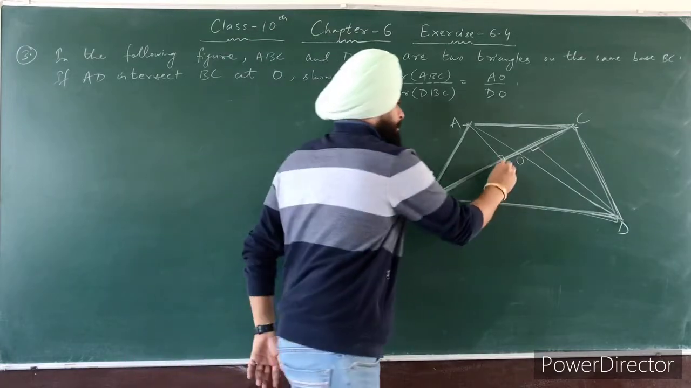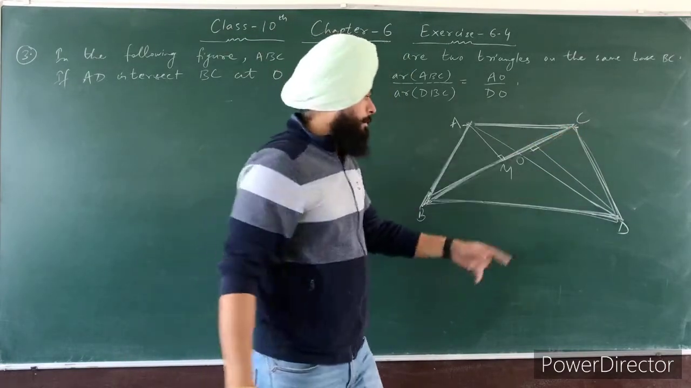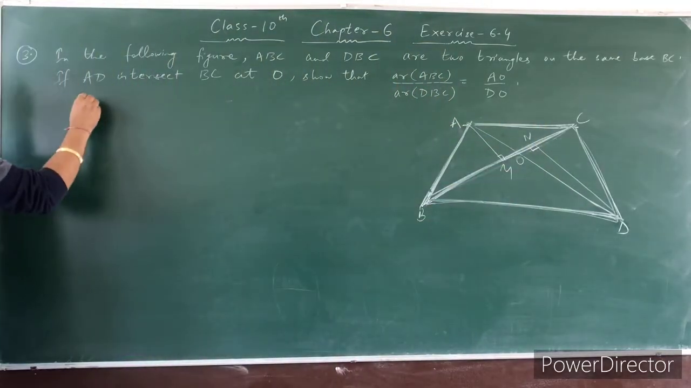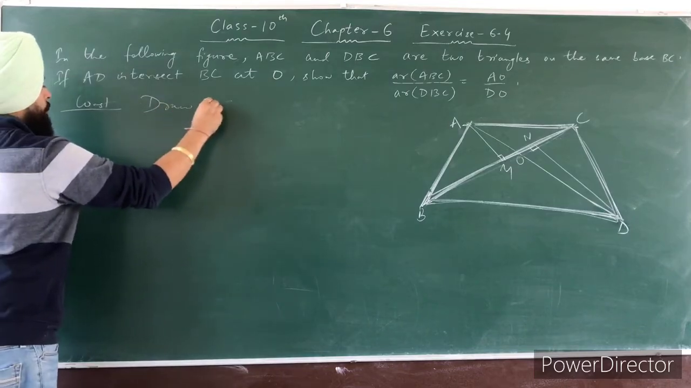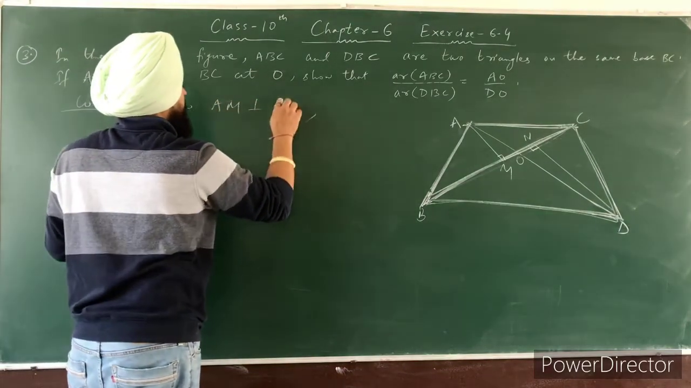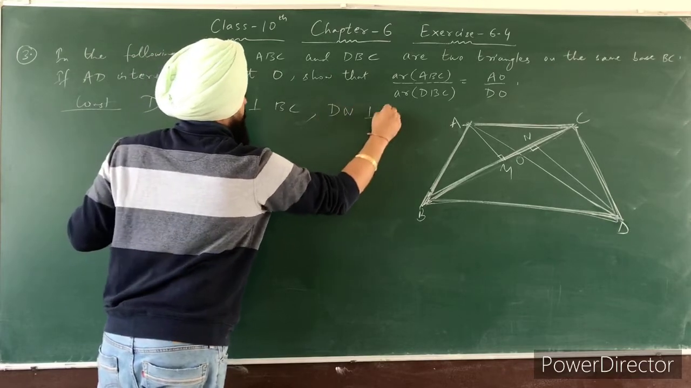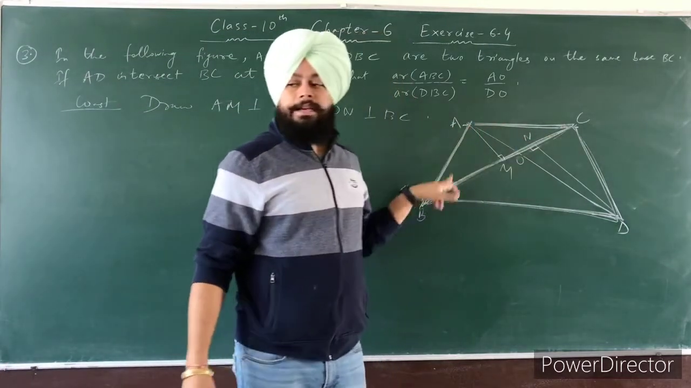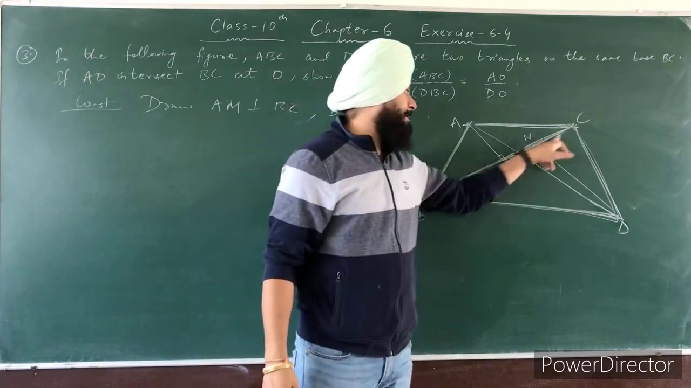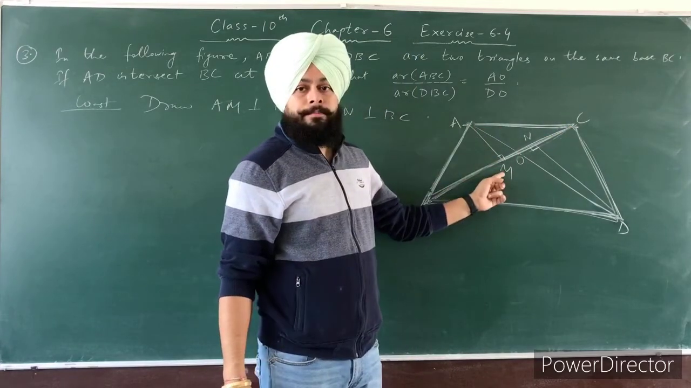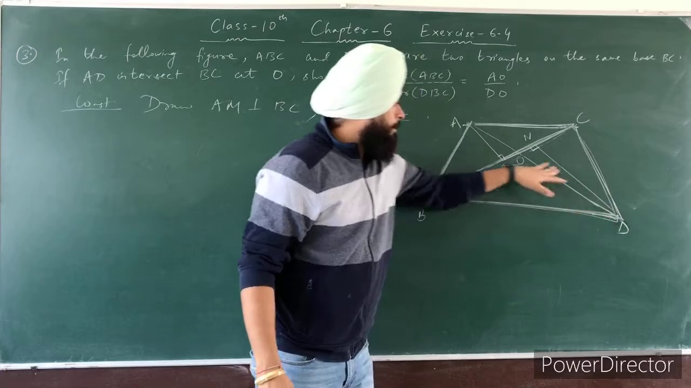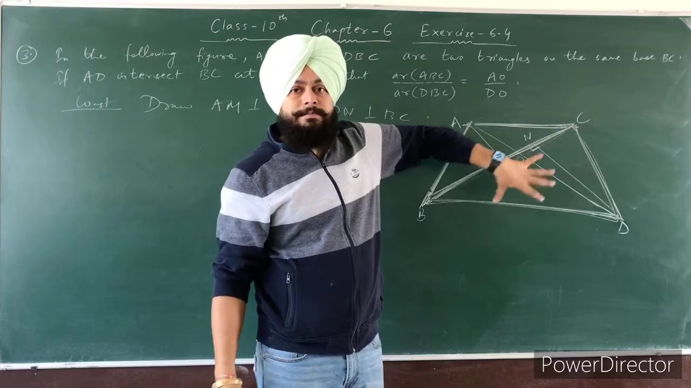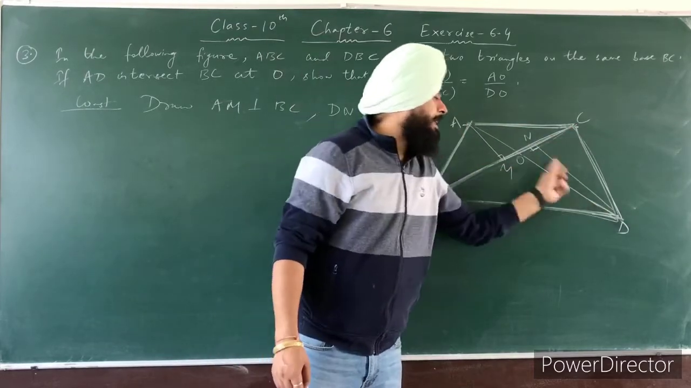So draw AM perpendicular to BC and second DN perpendicular to BC. Write your construction. Draw AM perpendicular to BC and DN perpendicular to BC. So now in triangle ABC, this one, area is half base into height. So what is the base? Base is BC and height for this triangle is AM. On the other side, area of triangle DBC is again half base into height. Base is the same for both these triangles, that is BC. And what is the height for this triangle? Height is DN.